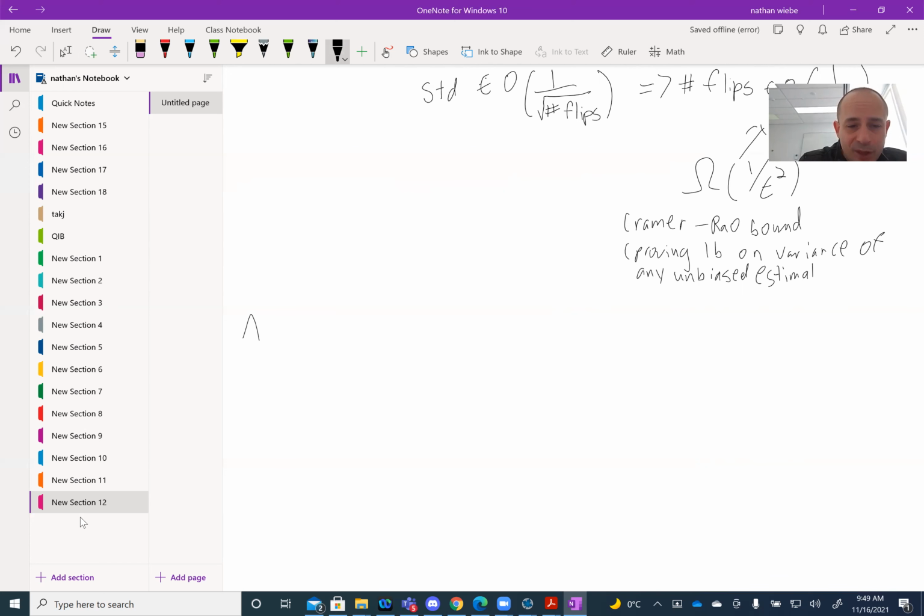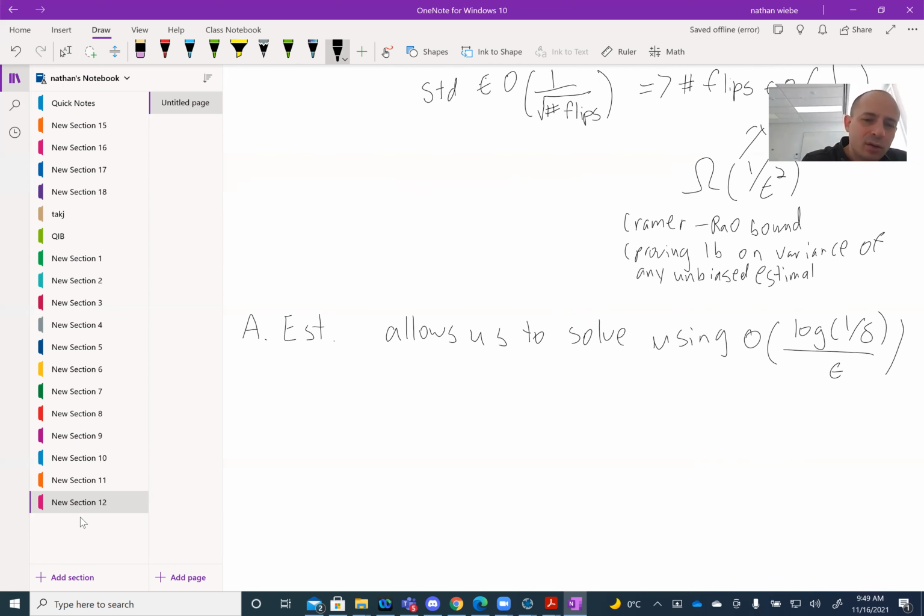So the Cramér-Rao bound ends up giving us that actually this is optimal. However, amplitude estimation allows us to solve the problem using order log 1/delta divided by epsilon quantum samples. Okay, cool. So that's a quadratic gap between what we can do quantumly and the best that we could possibly do classically.